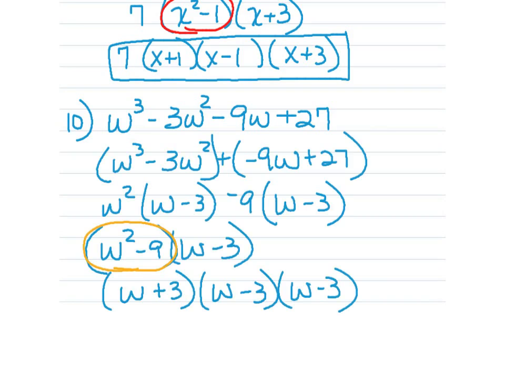So the factored form is w plus 3 times w minus 3 times w minus 3. You can also write this as follows: w plus 3 times w minus 3 squared. Either one is correct. Okay, number 11. We're going to solve a quadratic equation using difference of squares as a factoring method. So number 11, write this one down.